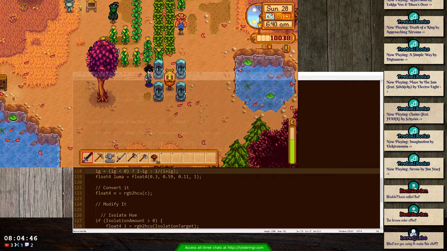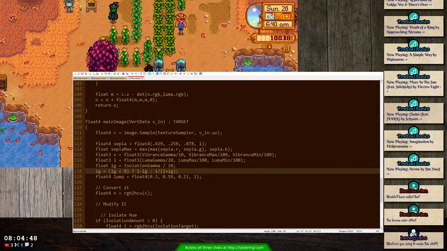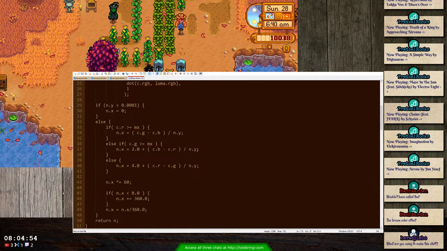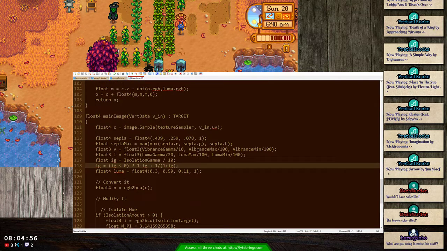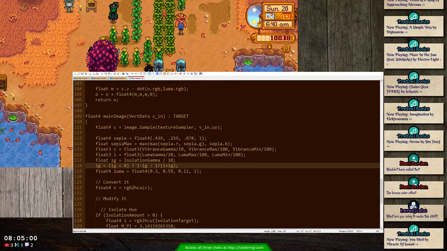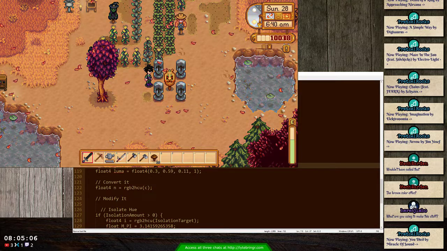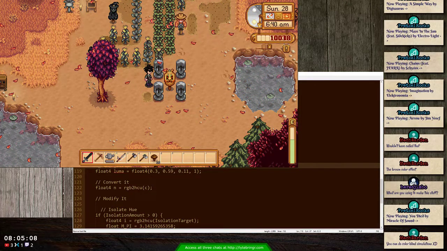And then to write the shaders, I'm just using Notepad++. Shaders are just text. Nothing fancy. So yeah, with the color isolation and without.